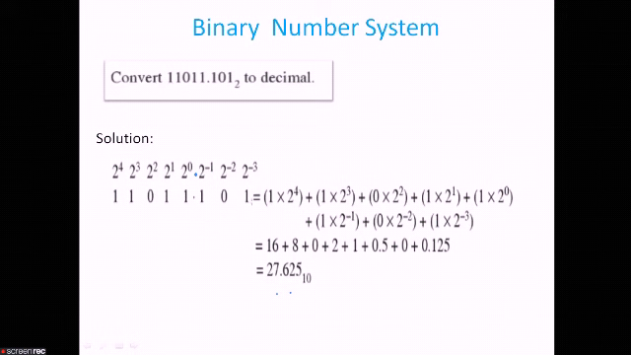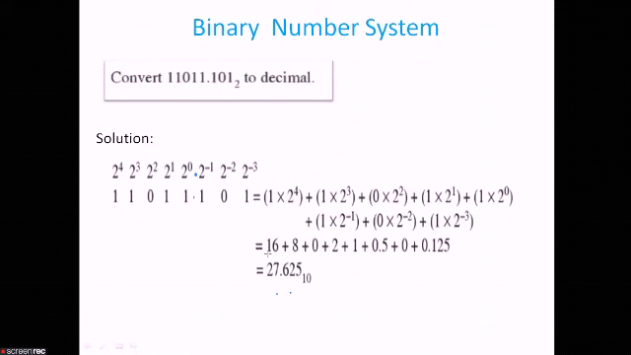So we have written the number like this: 11011 point 101. So just write 1 into 2 to the power of 4. The powers of 2 are the positional weights. So write 1 into 2 to the power of 4 plus 1 into 2 to the power of 3 plus 0 into 2 to the power of 2 plus 1 into 2 to the power of 1 plus 1 into 2 to the power of 0 plus 1 into 2 to the power of minus 1 plus 0 into 2 to the power of minus 2 plus 1 into 2 to the power of minus 3.